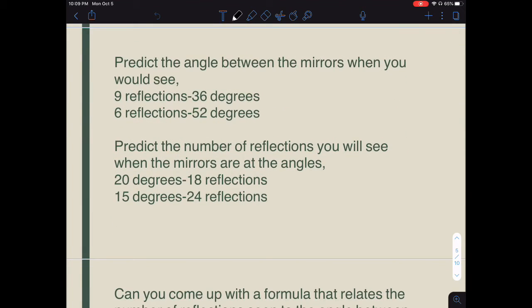These should be the predicted values you got. For 9 reflections, about 36 degrees. For 6 reflections, 52 degrees. 20 degrees will give you 18 reflections, and 15 degrees will give you 24 reflections.